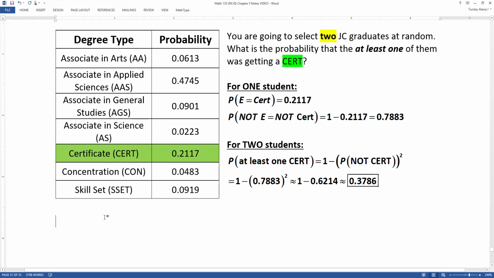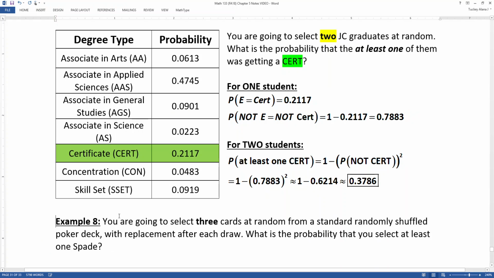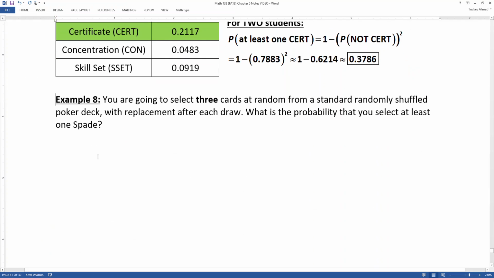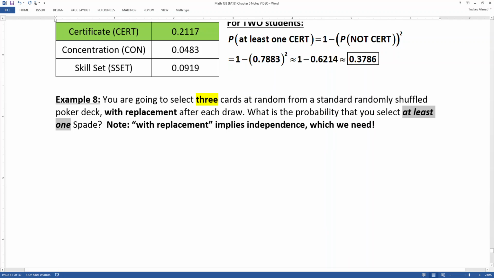All right, great. So now let's do one more example just to make sure we've got it cemented in our brains. We're going to select 3 cards at random from a standard shuffled poker deck with replacement after each draw. Now, why do we do with replacement? With replacement is to ensure that the independent rule, the multiplication rule for independent events applies. So that's all that's about. So let me make a little note. So then they ask, what is the probability of at least one, there's those magic words, spade. So our event that we're interested in is a spade.